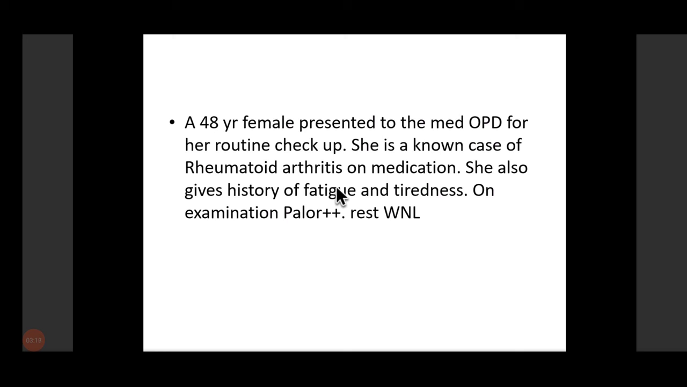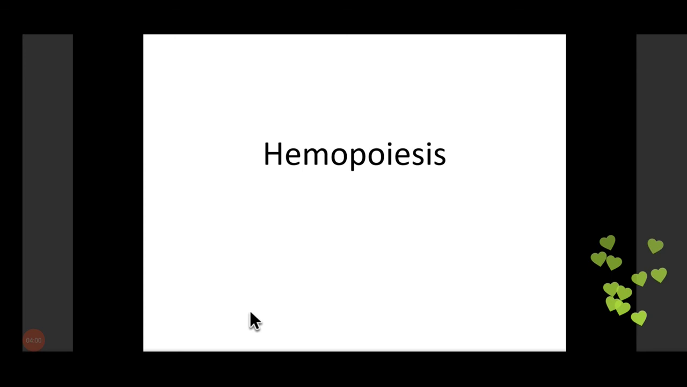In the first two cases which we have seen, there is an increase in demand or an increased loss from the body. However, in the third case, this is a female who is having some chronic inflammation, that is her rheumatoid arthritis. She has had it for a long duration and she is on medication. So the third case is because of chronic inflammation. Remember this, the last one is our chronic inflammation. In such cases, like in prolonged medications, like in tuberculosis and osteomyelitis, the anemia we get is anemia of chronic disease. This is what I'll be discussing today in the lecture.